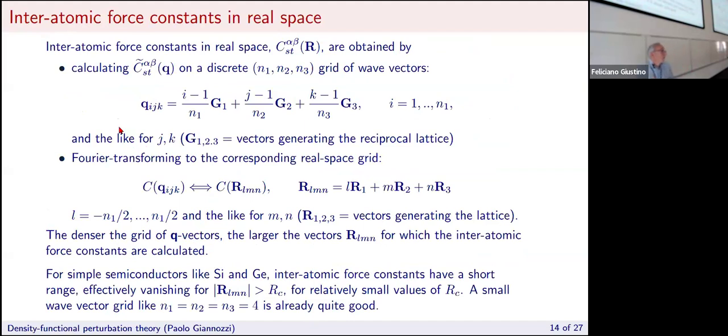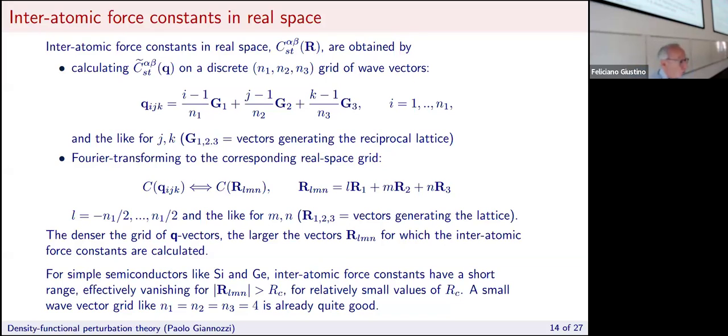Now, once you have the possibility to compute the force constant matrix in reciprocal space on whatever grid, on whatever wave vector you want, the convenient way to proceed is to get the interatomic force constant in real space by inverse Fourier transform of the force constant matrix in reciprocal space.